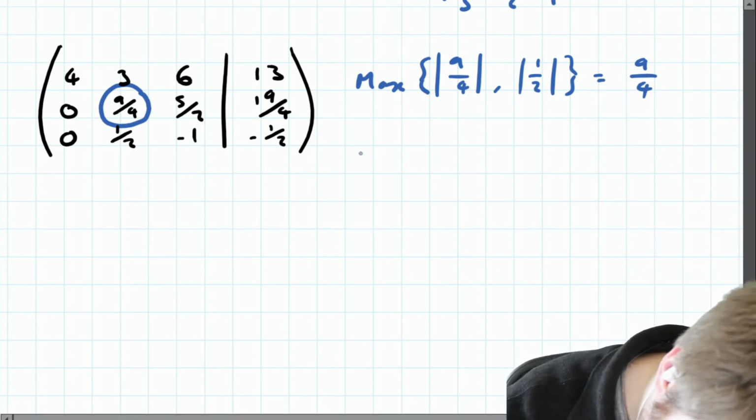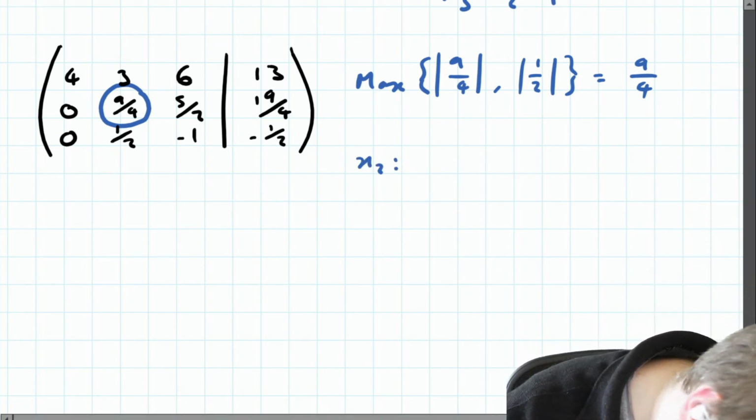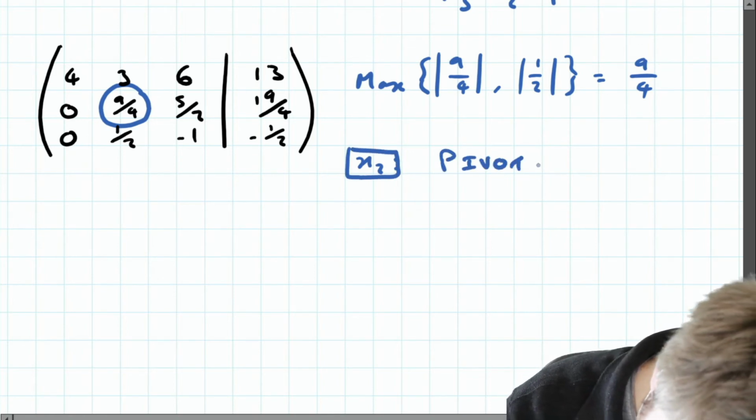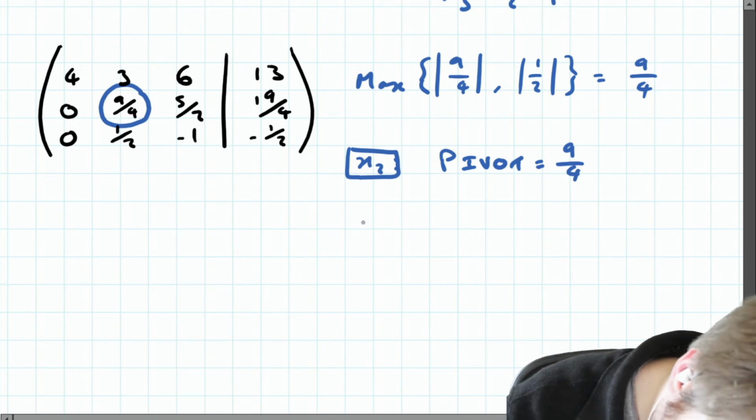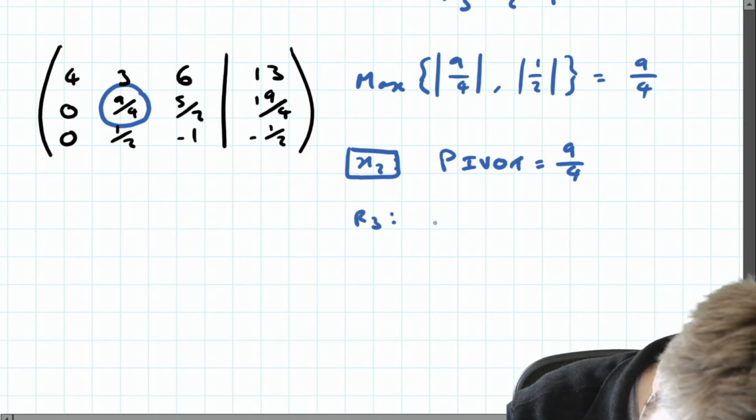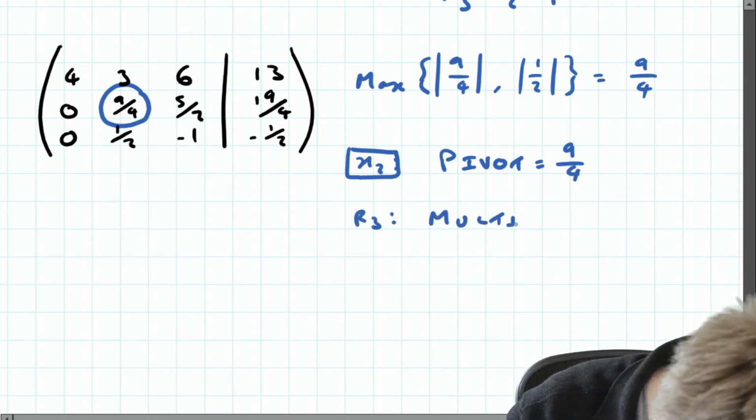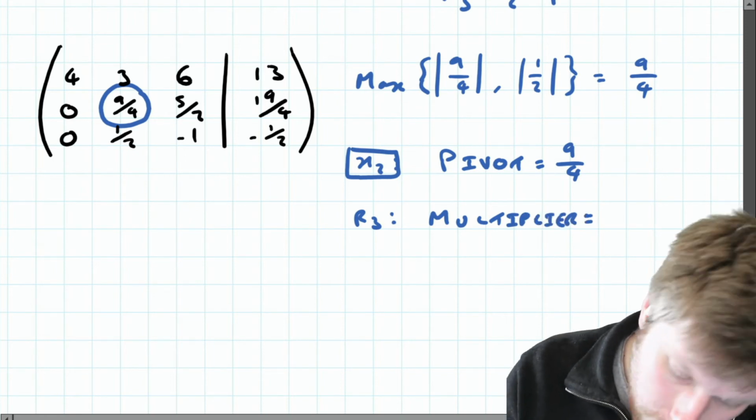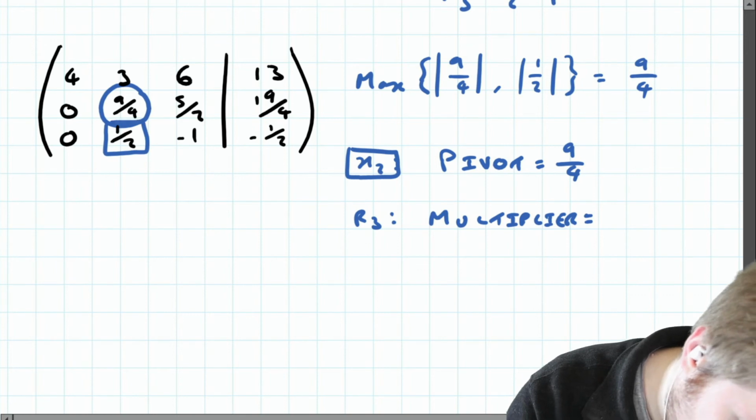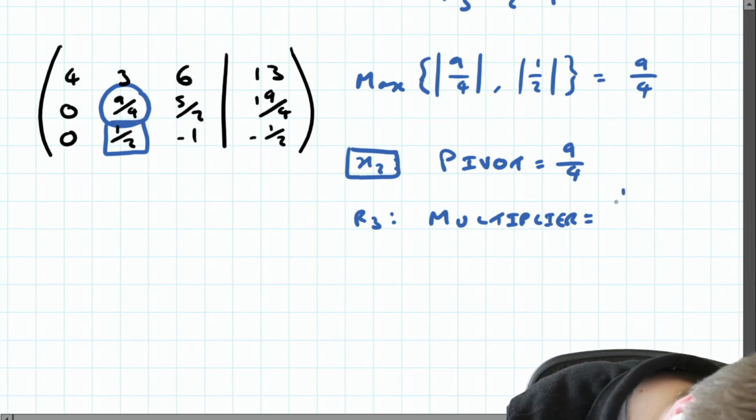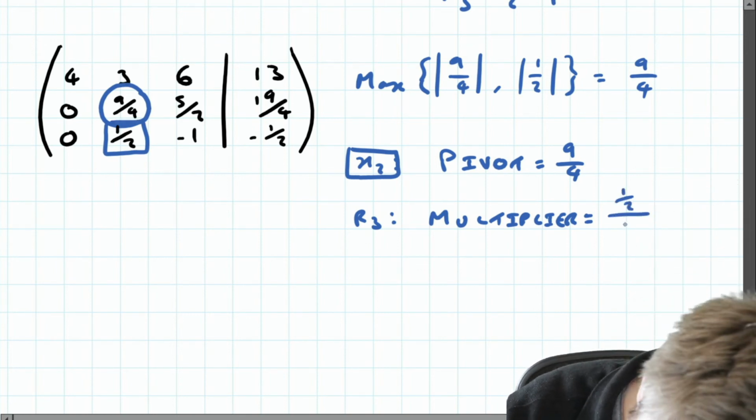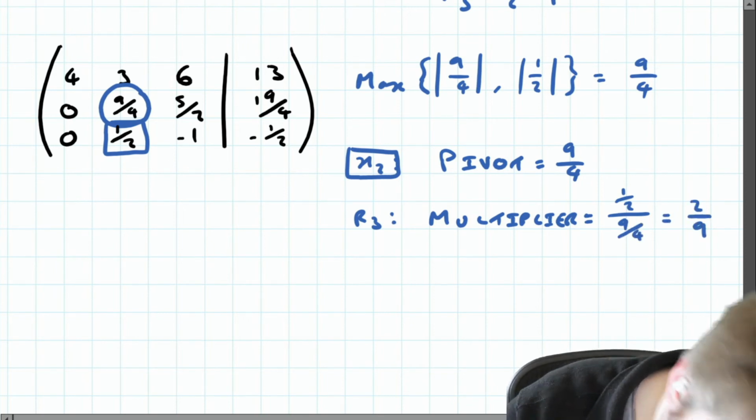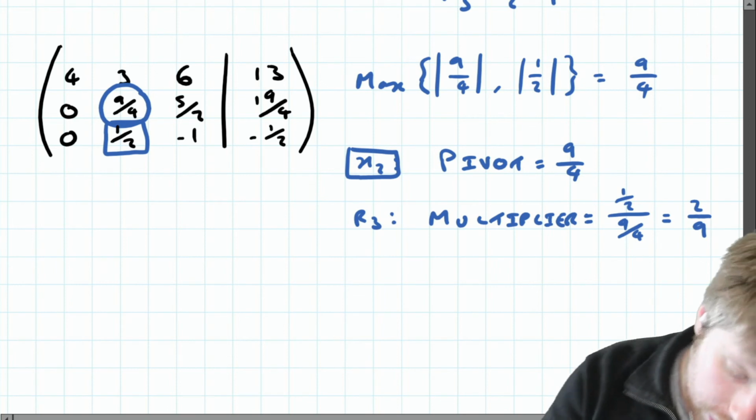So let's go for x2 and see what we get. My pivot is 9 over 4. Let's figure out row 3. We need to do our multiplier first of all. Remember, I want to get rid of the half. That's the element I want to get rid of, and I need to divide it by my pivot, which is 9 over 4. If I do the maths, that comes out as 2 over 9. That's the multiplier.